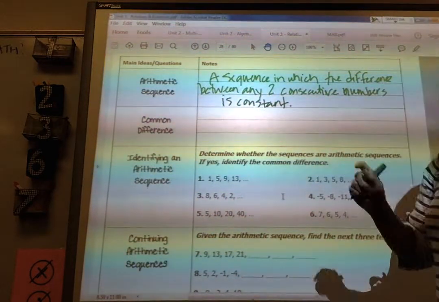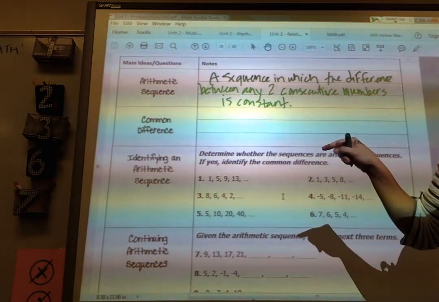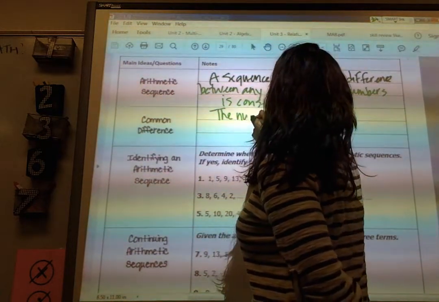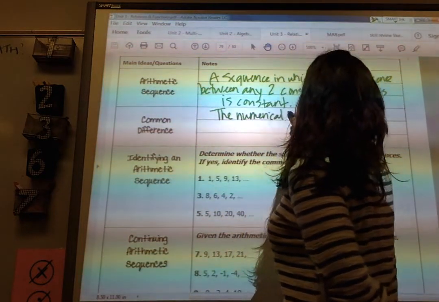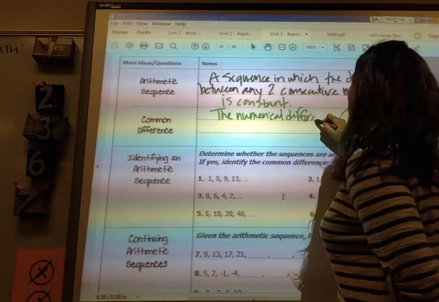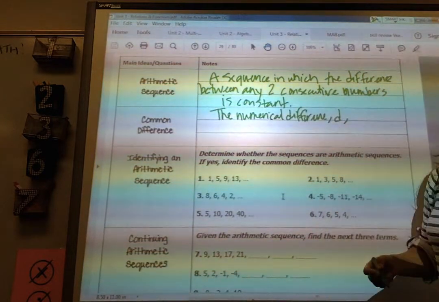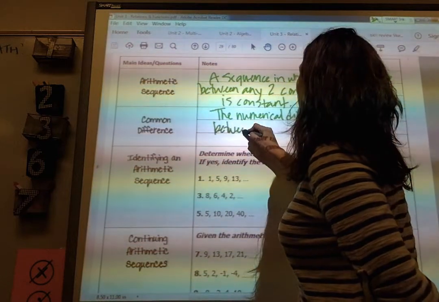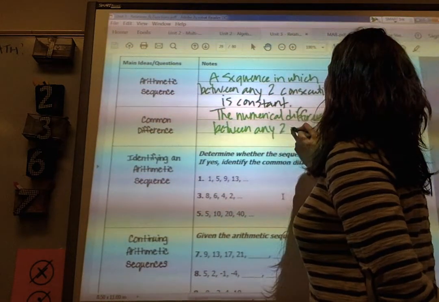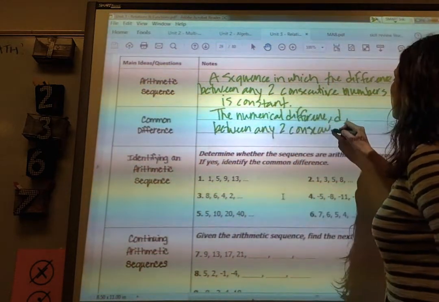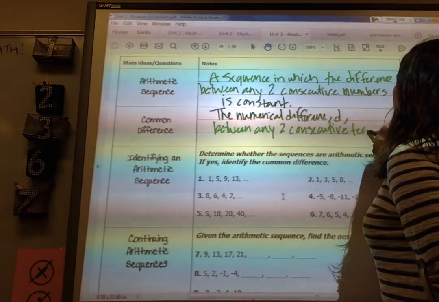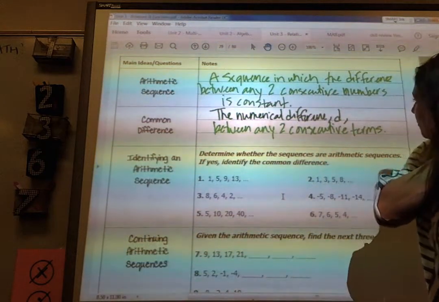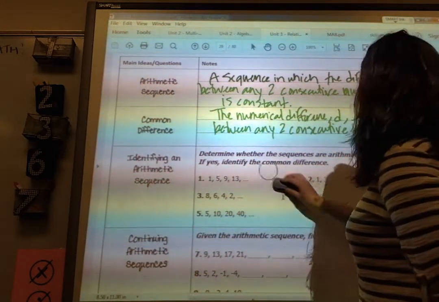Okay, so what is the definition of a common difference? It is the numerical difference, which we are going to label D, the numerical difference D between any two consecutive terms. Okay. So pause the video, take a second to write that down. So those are big definitions there.